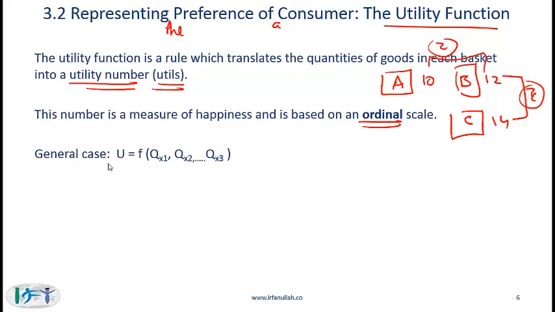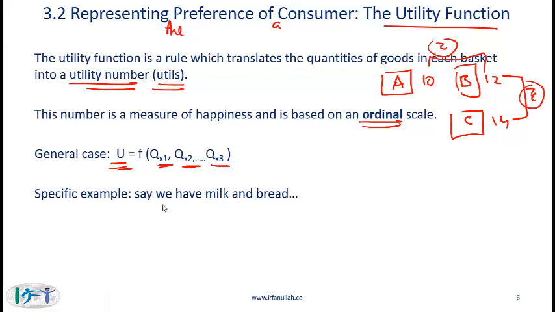The general case for the utility function is shown over here, that our utility or happiness is a function of the quantity of the different goods in a bundle. So if you have x1, x2, x3, then the utility would be a function of the quantities of those three goods.